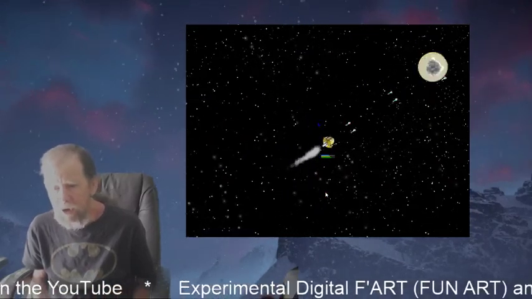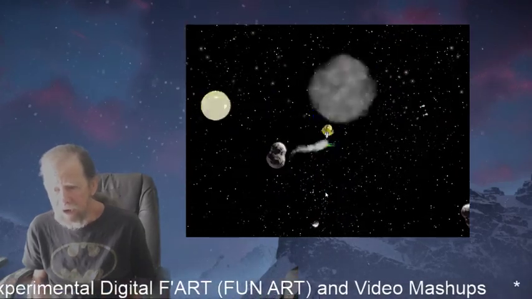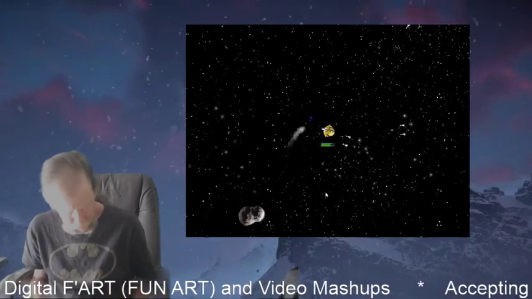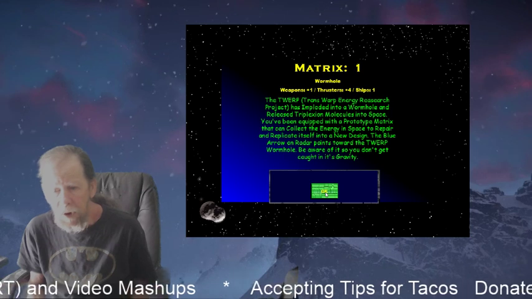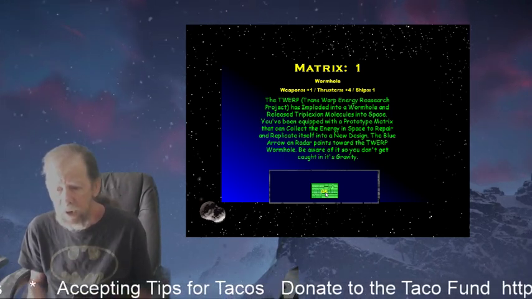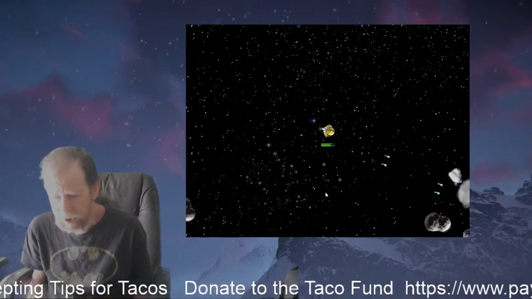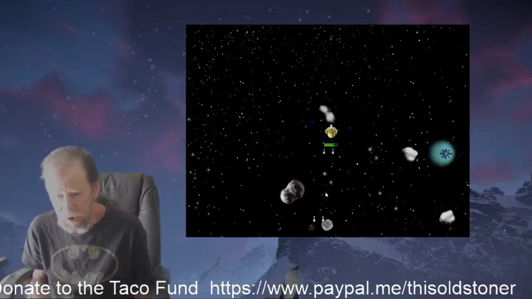And when you do gain a level, it fills up. So if you can survive until the next level, I'm not sure if there's... Can I see what my stats are? My weapons are +1, thrusters +4, and I have 1 extra ship. So I can die once in level 1. But every level you gain an extra ship.